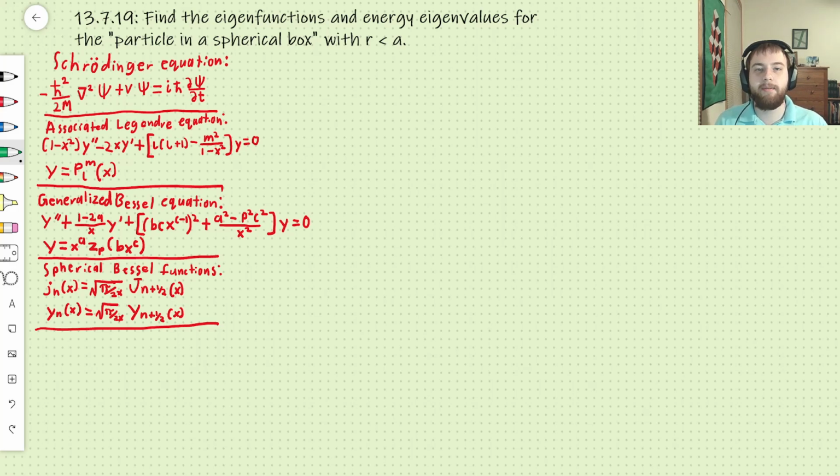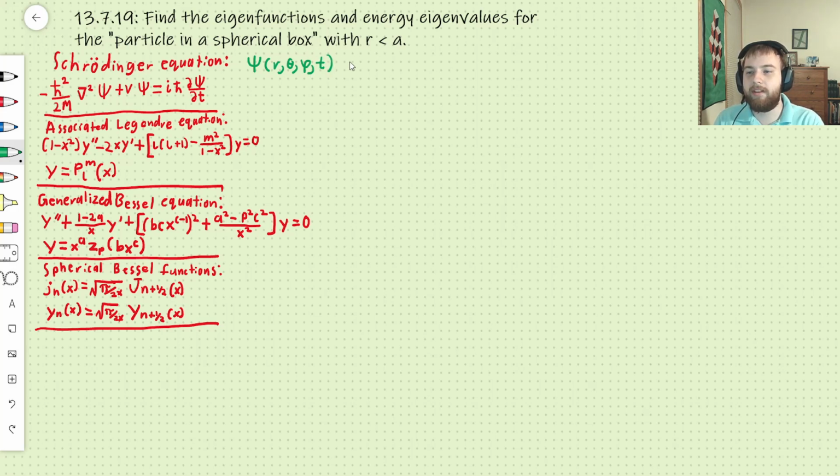Hello everybody, welcome back. Today we're going to find the eigenfunctions and energy eigenvalues for the particle in a spherical box problem with r less than a. So the Schrodinger equation describes the complex wave function for a particle, and since we're dealing with a spherical box, we know that it's going to be a function of r, theta, phi, and t.